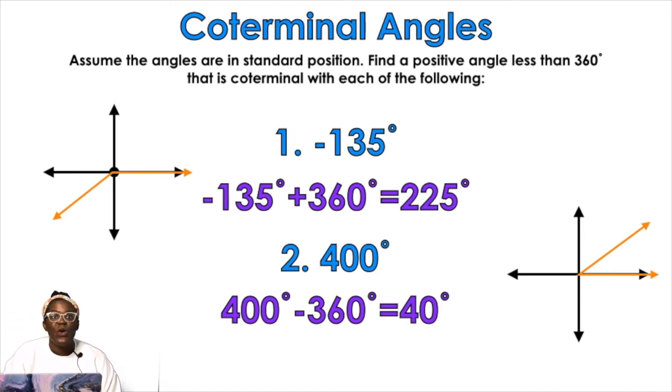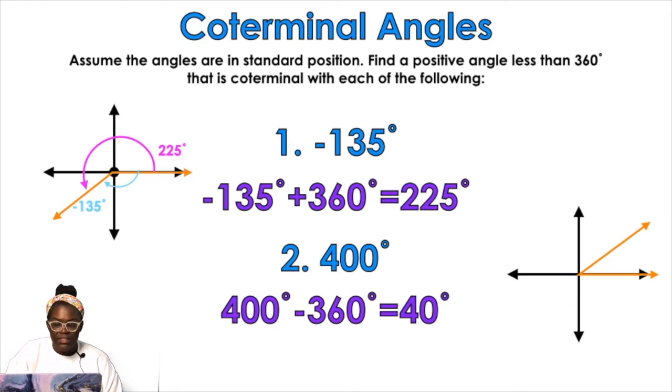Anyway, so look at the pictures, because the pictures help us visualize. Okay? That's 225. Negative 135, though, would have been that clockwise motion. 225 is that counterclockwise motion.